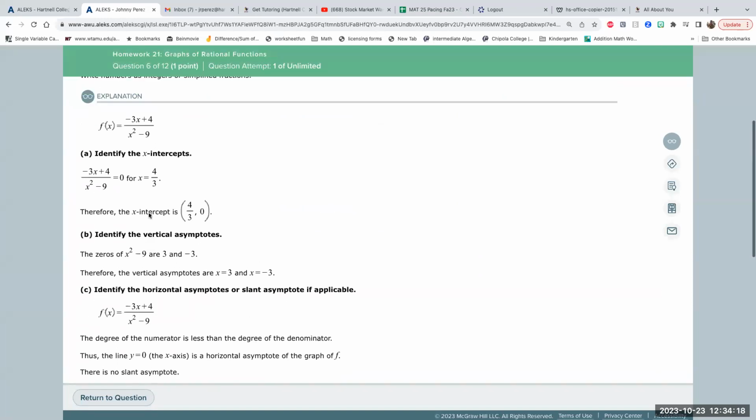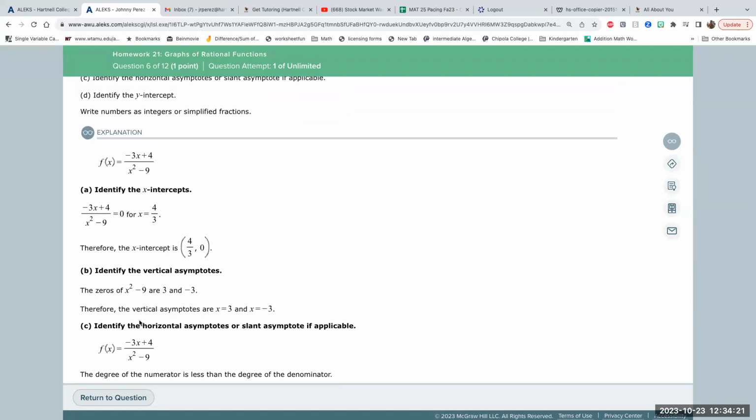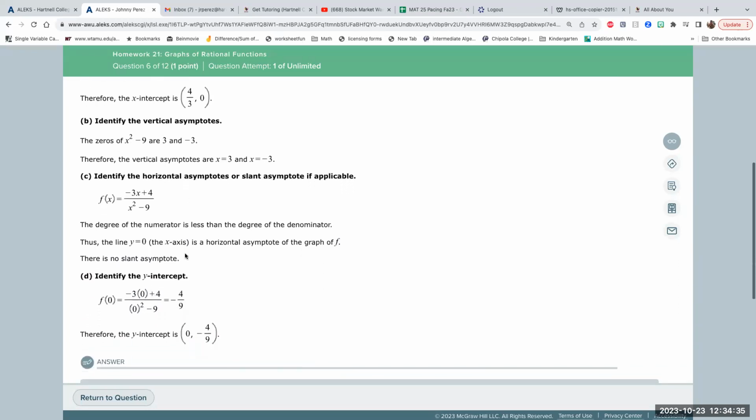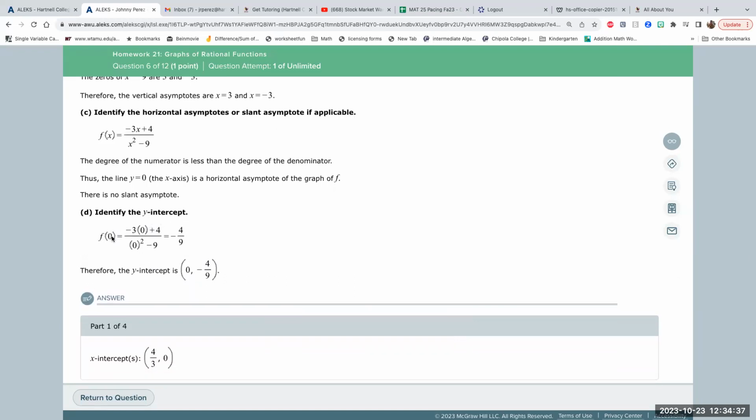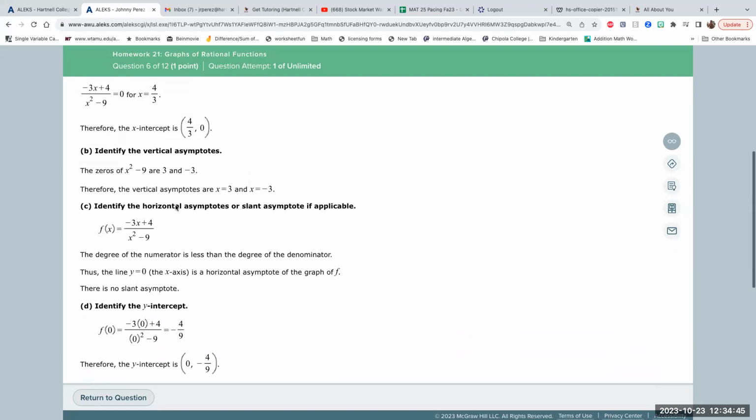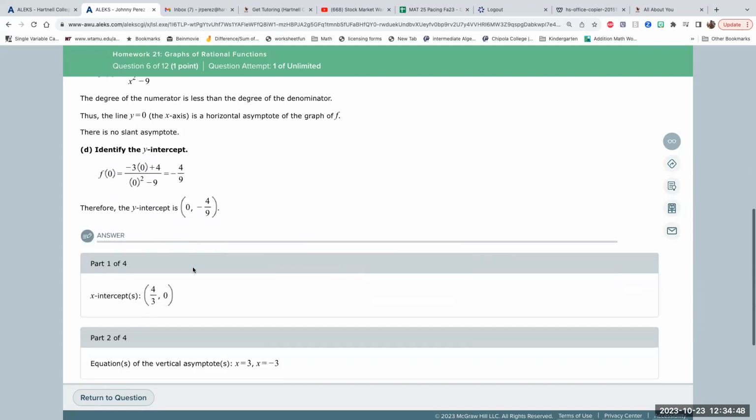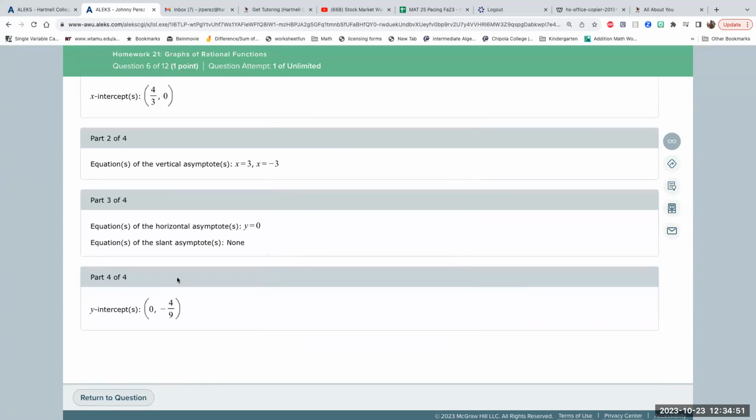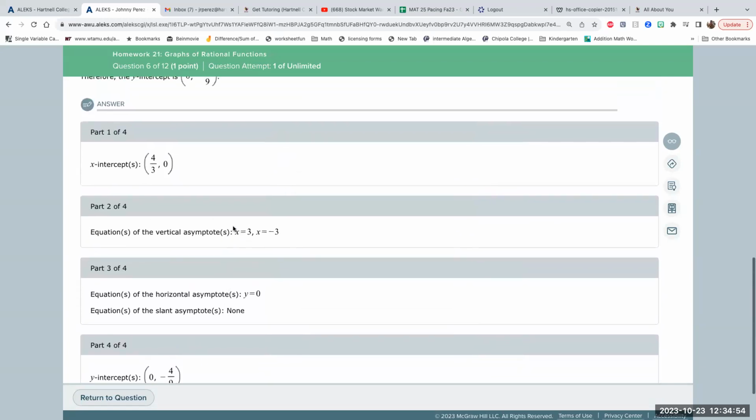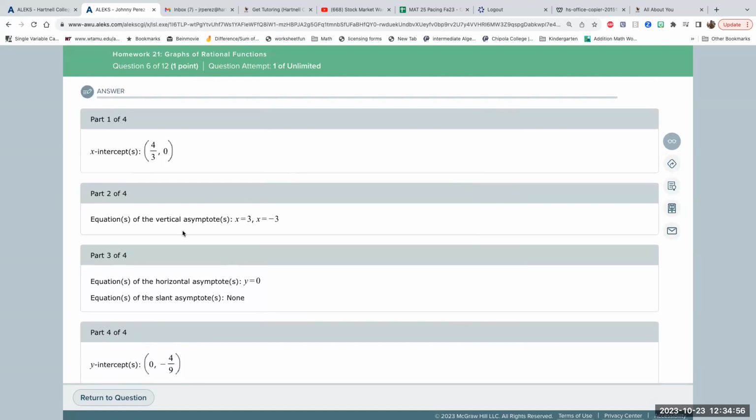Again, vertical asymptotes, all we did was set this denominator equal to 0. And then when you solve it, you get 3, negative 3. How did they get this? Remember, you set the numerator, the top, equal to 0, and that's what they get. All right, and then identify the y-intercept. That's when you let x equal 0. So basically, you just plug in x equals 0, and you get negative 4/9. So with all these pieces of information, you're going to be graphing it. So all you do is you label everything, and using all this, you would graph. You would set your graph.